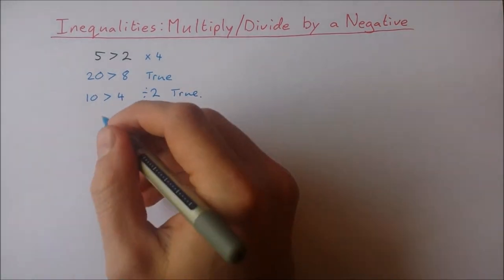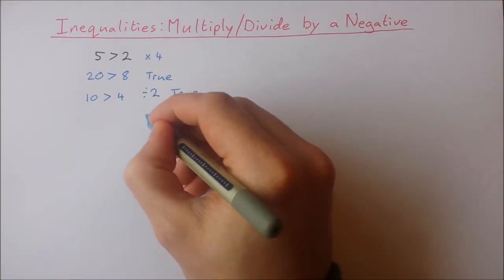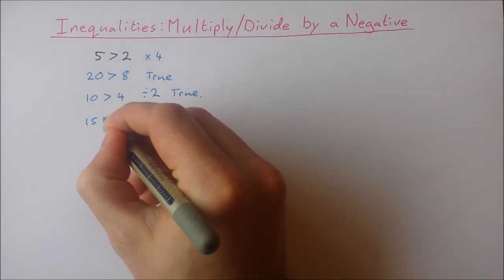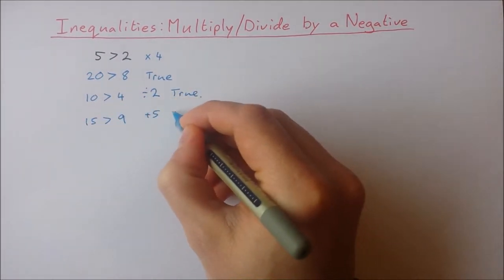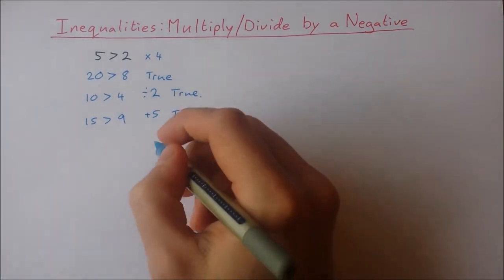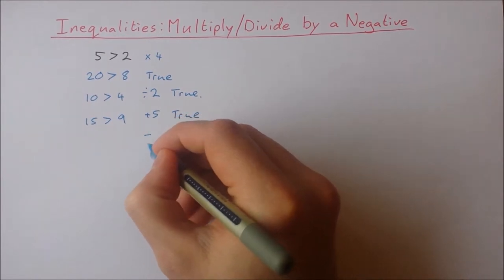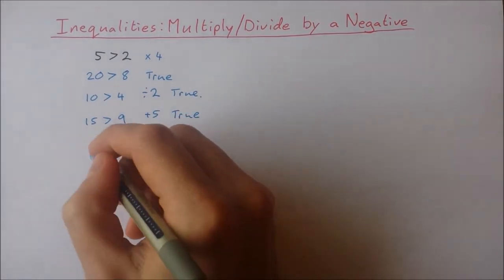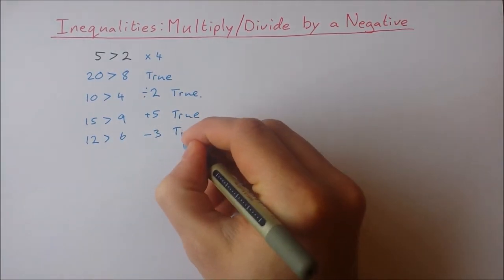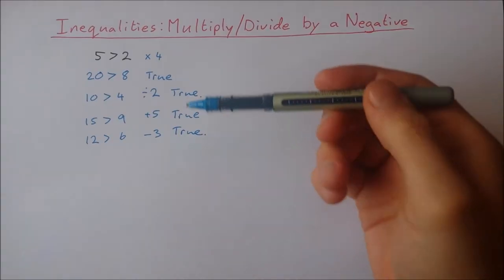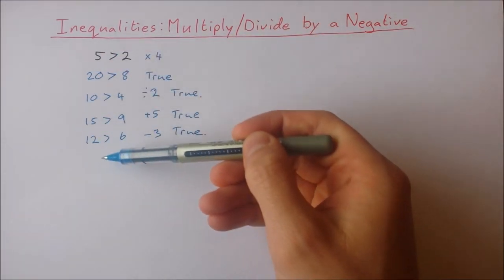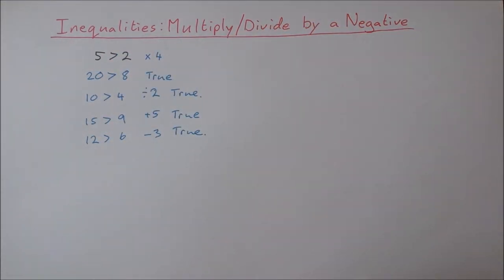Next, I'm going to add 5. So that gives 15 greater than 9, which is true. And lastly, I'm going to subtract. So let's subtract 3. And that gives 12 is greater than 6, which is true. So you'll notice here that I've multiplied, divided, added, subtracted. And every time, my inequality has remained true.